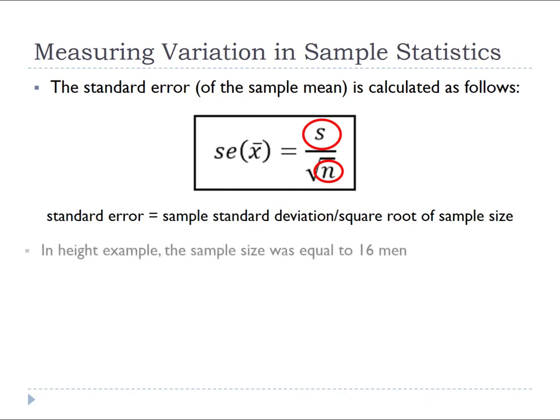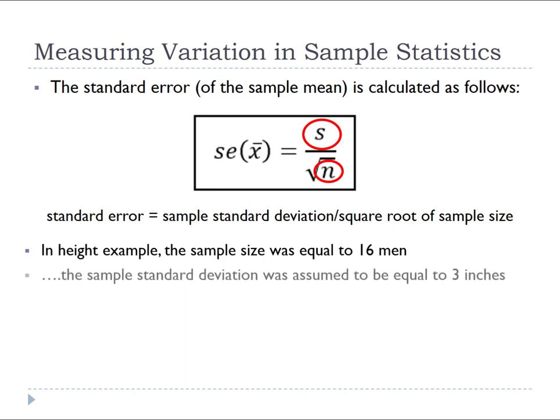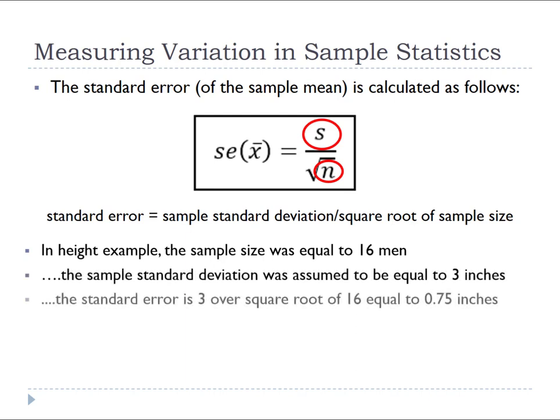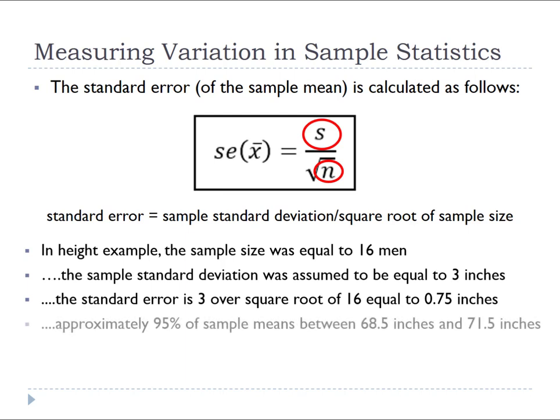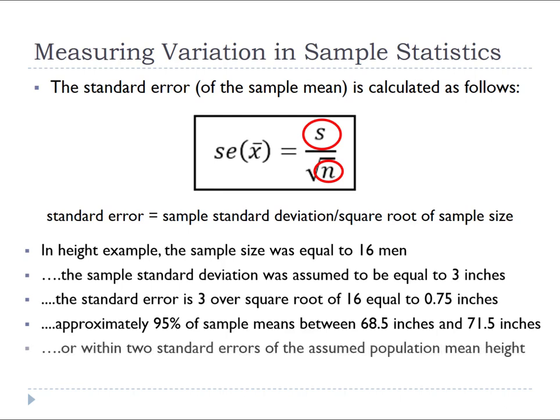In our hypothetical height example, using a sample size of 16 and an estimate for the standard deviation of 3 inches, the standard error is 3 over the square root of 16, which is equal to 0.75 inches. Therefore, according to the empirical rule of the normal distribution, 95% of sample means are approximately between 68.5 inches and 71.5 inches, or within 2 standard errors of the assumed value for the population mean of 70 inches.